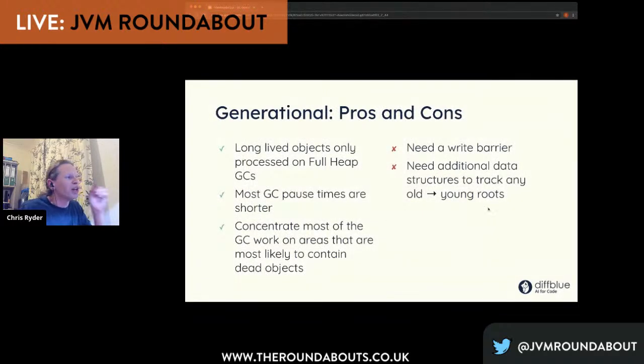So pros and cons. The long-lived objects are only processed on full heap GCs. Nursery GCs, they're not copied. Once they've been copied once, they'll stay in the old generation until you need to do a full heap. Your nursery will be smaller than your old generation, so your GC pause times are fairly short because you only have to collect the nursery. And you concentrate most of your work on the nursery where they're most likely to be dead objects.